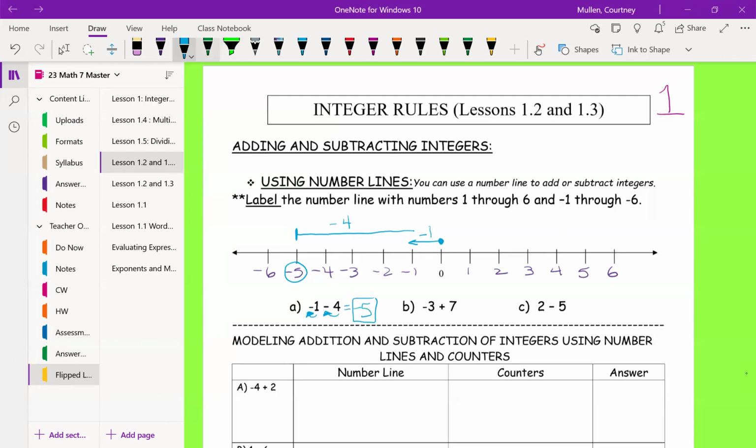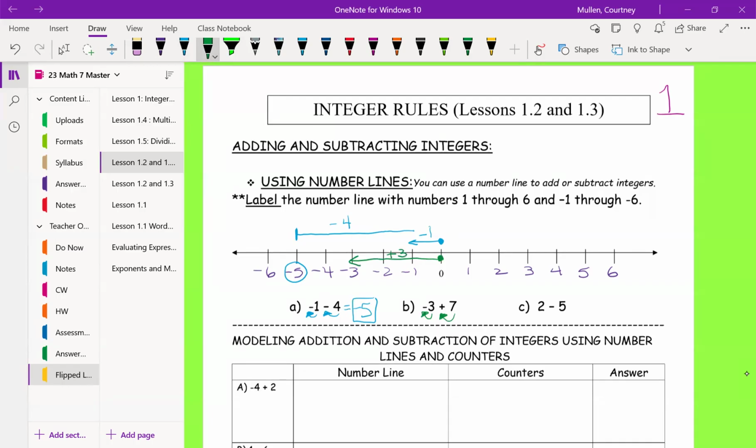Let's try this again. On B, what's the sign on the 3? Well, the 3 owns the sign in front of it, so the 3 is negative. What's the sign on the 7? The 7 owns the sign in front of it. Yes, it's a plus sign, but that 7 owns the sign. So here we go. We're going to start at 0 again, and we go 3 in the negative direction. 1, 2, 3.